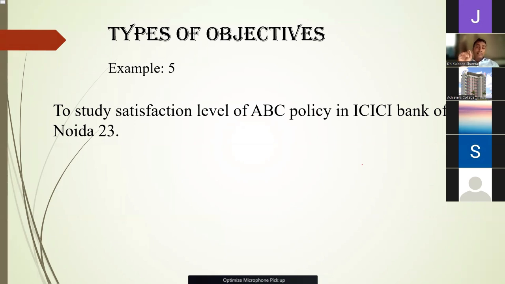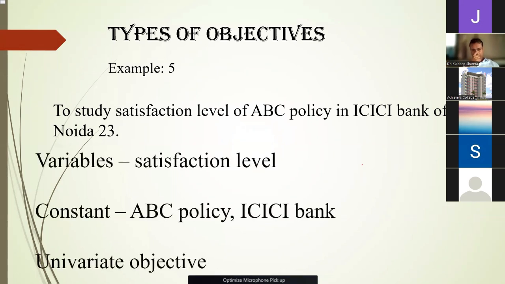Whenever you read a statement, just analyze. Here the important thing is I want to study, evaluate, find out, identify what the satisfaction level is. That is one variable, madam. Constant is ABC policy of ICICI Bank. Just as I asked you a while ago whether SBI Bank customers will work for me, I said no. Similarly, I am collecting data from ICICI Bank Noida branch only, but instead of ABC policy, I am collecting for XYZ policy. Will it work for me?